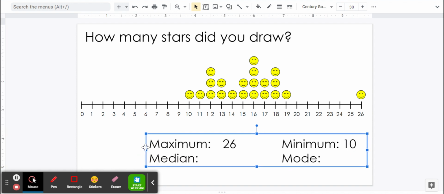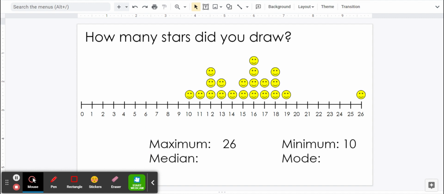All right, the median is a little bit tricky. The median is the middle number. It's not the middle number on the number line though, it's the middle number of everyone's responses. So this person said 10 and this one said 26. This is the smallest number and the largest number out of the responses. We're going to keep on crossing off one of each. So a small and a large. A small and a large.